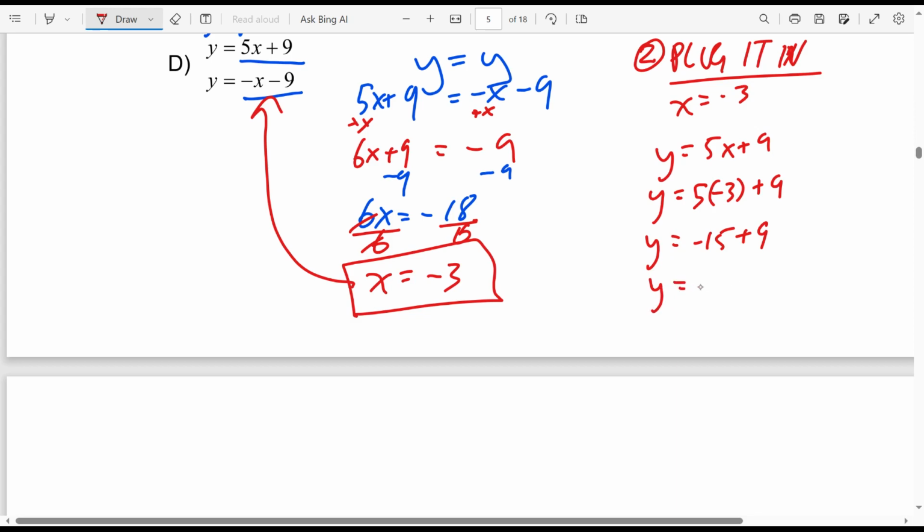So now this is just stuff that should be automatic. Okay? So where did they meet? It wasn't just x is negative 3, y is negative 6. They meet at an x of negative 3 and a y of negative 6. So that is it in a nutshell. Now, does that one make sense? Yeah? Okay.